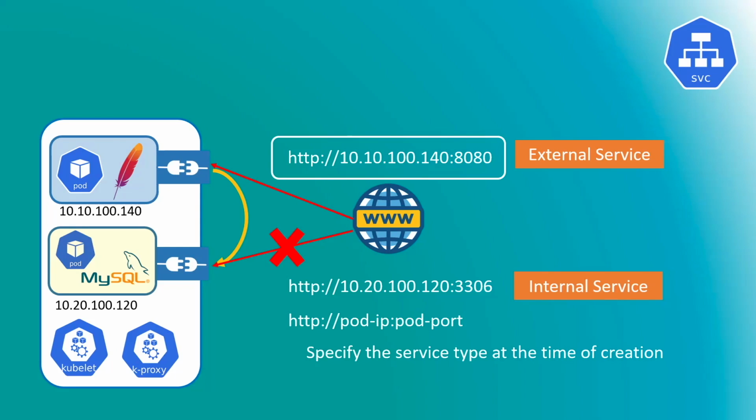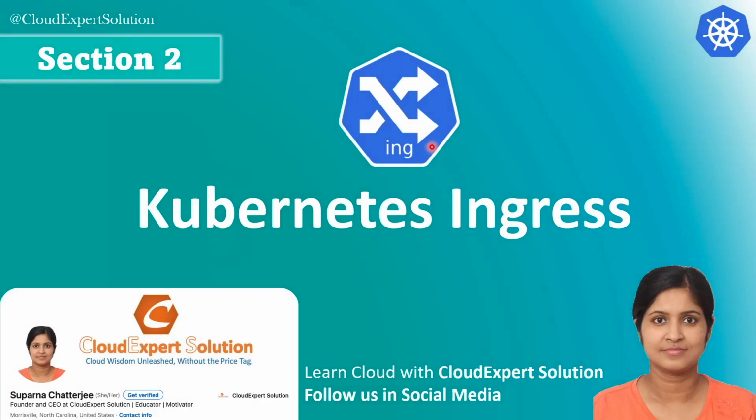Now, if you observe this URL, this is not the regular URL. Normally, we try to access some URL like HTTPS. It should not be exposed with HTTP. There should be an SSL or TLS certificate to secure it. And then there should be a domain name instead of this IP address and port. But services do not give that capability to expose your pod or application using a domain name. Then what is the answer? How can you do that? The answer is Kubernetes Ingress.